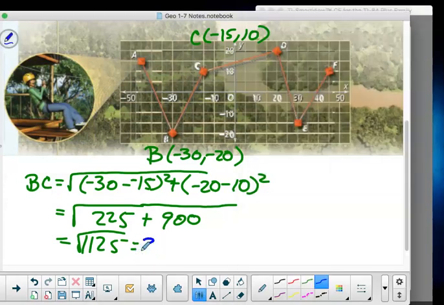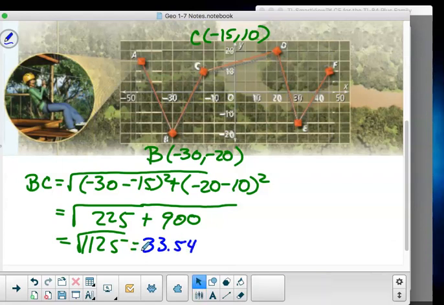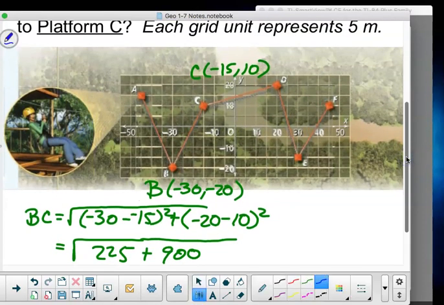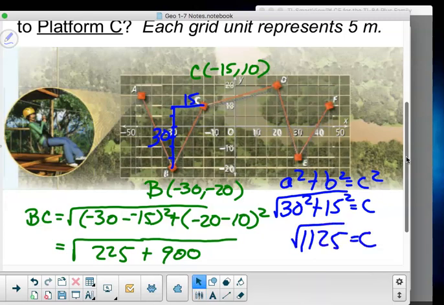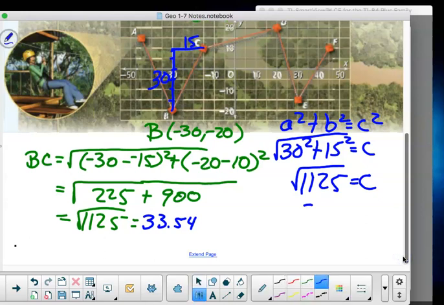So I got 33.54. But when you're given a grid in a picture, it's really cool to consider that I can find it another way. So this is 5, 10, 15, 20, 25, 30. That's 30 there, and this is 15. And I could use the Pythagorean theorem, a squared plus b squared equals c squared, which would be 30 squared plus 15 squared, which is 900 plus 225, and wow, that's 1125 as well, which is equal to c squared. And again, that is still going to be 33.54.